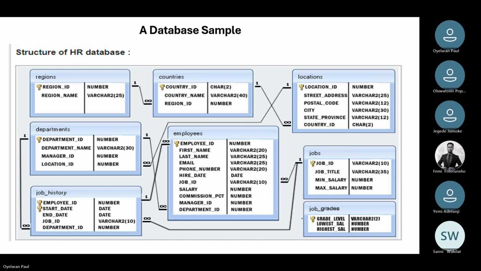Hello? Yes, can you tell me the primary key and foreign key inside that country table? The primary key is the country ID. Then the foreign key is the region ID. Exactly. So that's it.